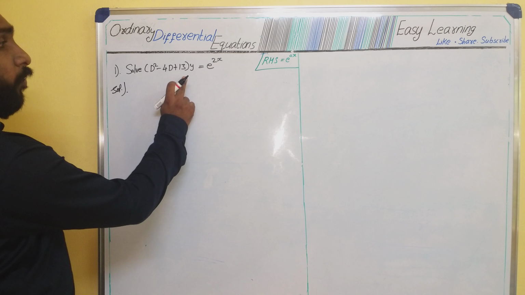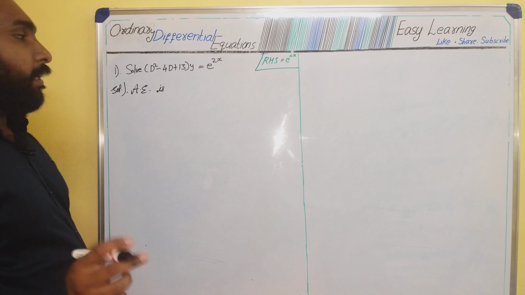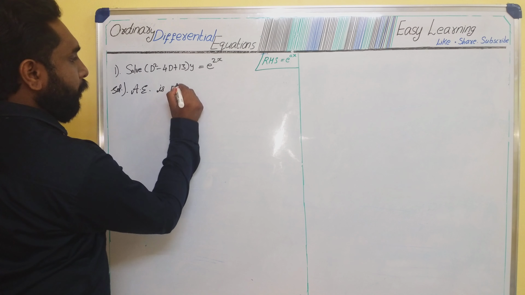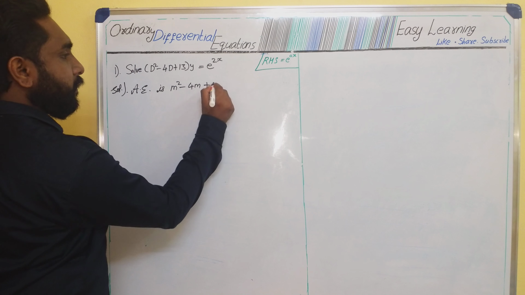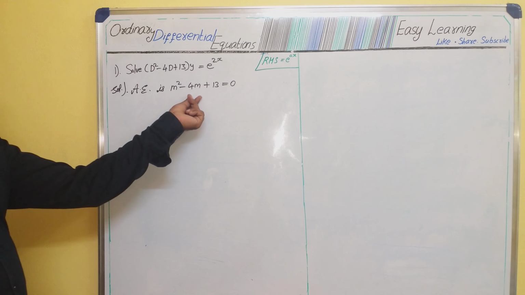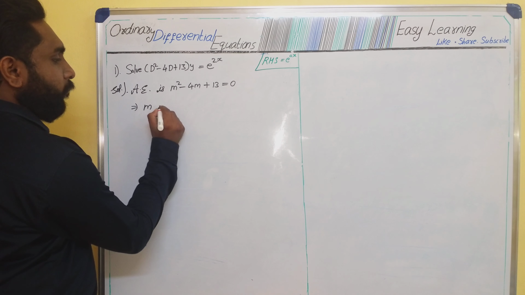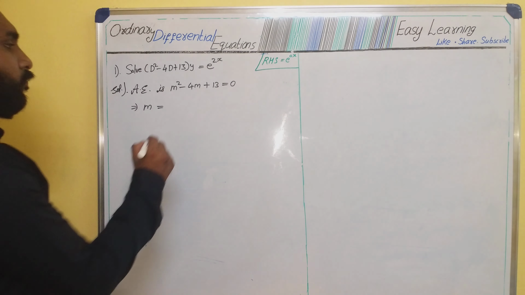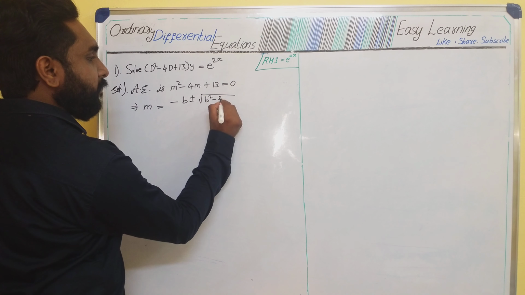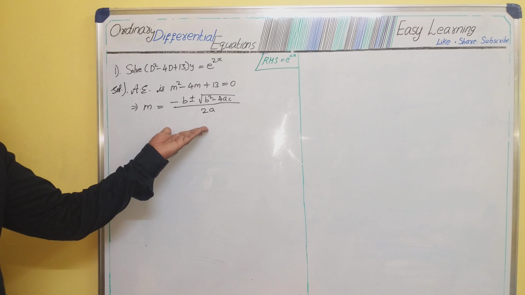So D square minus 4D plus 13, first we have to find the auxiliary equation. In the earlier class we said that to find the auxiliary equation, just substitute m instead of D. That is m square minus 4m plus 13 equal to 0. As the value of 13 is odd, we cannot split 4m. So we have to use the formula to find the roots of this equation. The formula is m equal to minus b plus or minus square root of b square minus 4ac by 2a. You have to memorize this formula, this is very important.